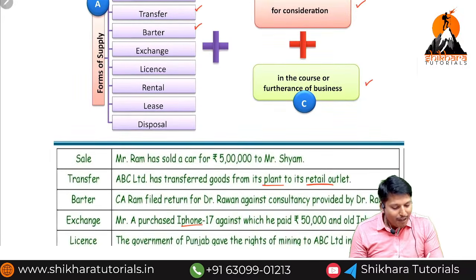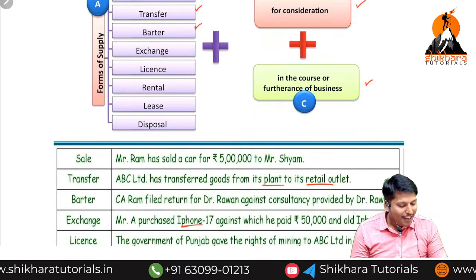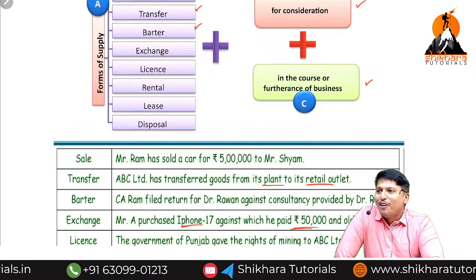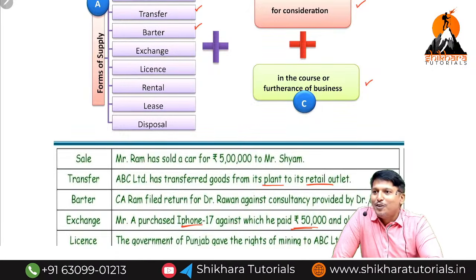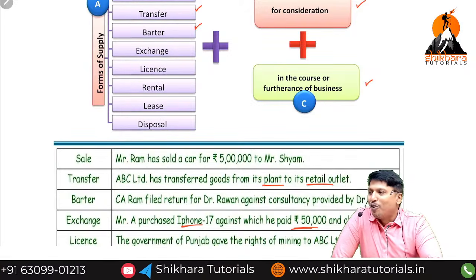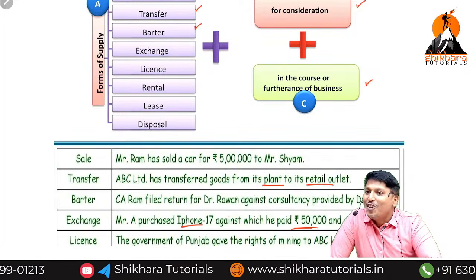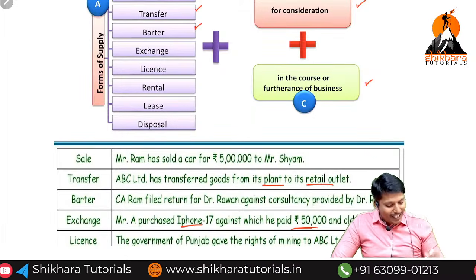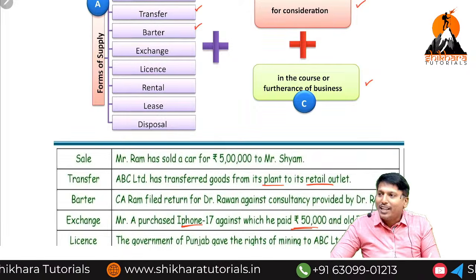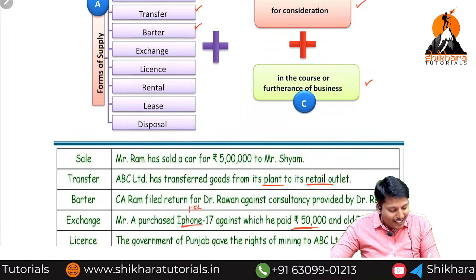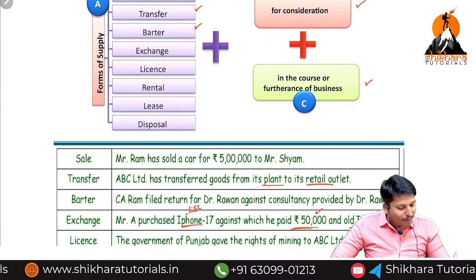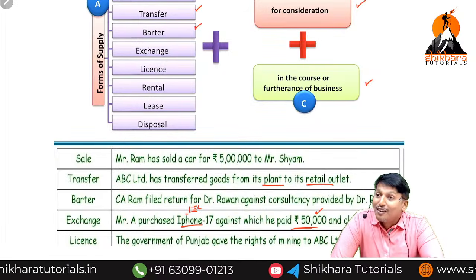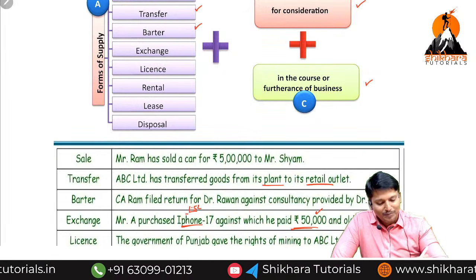Mr. A purchased an iPhone 17, for which he paid 50,000 plus an iPhone 11. Usually iPhone lovers do this whenever a new generation comes. They exchange the old phone by giving some amount to get a new phone. But tax is levied on what? The new phone price. Here, iPhone 17, for example, is 1.5 lakhs. They gave 50,000 plus the iPhone 11. So GST is levied on 50,000 or 1,50,000? 1,50,000. You got it?